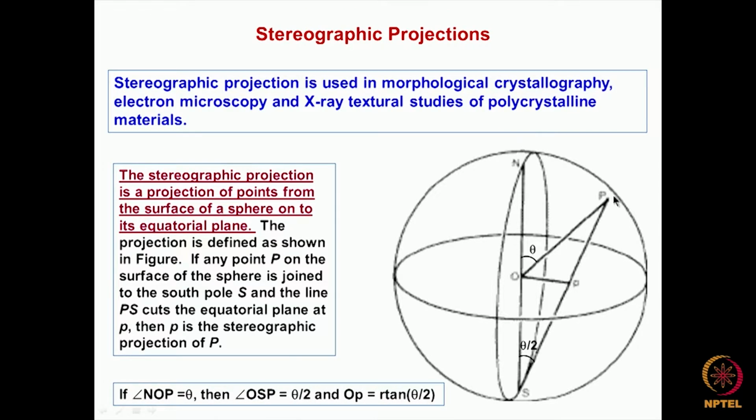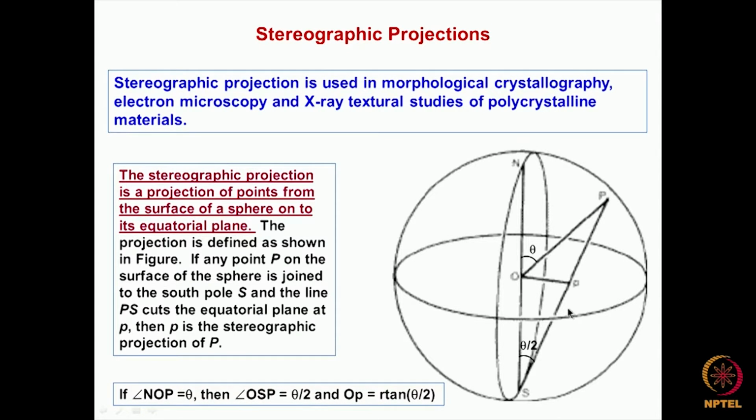If we view this from the other end of the pole, from the south pole, the ray which connects our eye to this point cuts the equatorial plane at some particular position. So this distance OP, if you look at it on the equatorial plane, is given by the formula r tan theta by 2, where r is the radius of the sphere and theta is the angle which this point P makes with respect to the z axis.